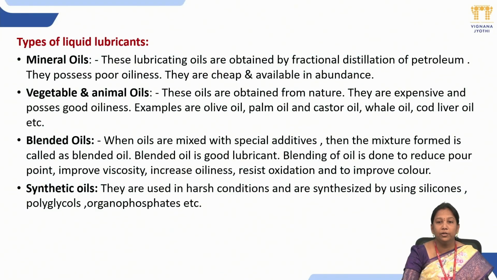Then there are the vegetable and animal oils. They are directly obtained from nature, but they are very expensive even though they possess good oiliness. So they are suitable for some applications. And when these mineral oils, vegetable or animal oils are not suitable because of their properties, some of the properties can be improved by mixing with special additives, where the mixture formed is called a blended oil.